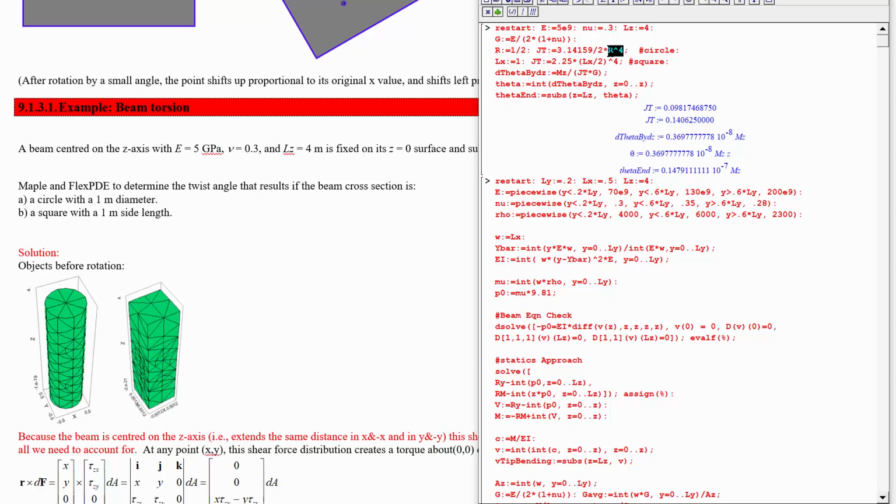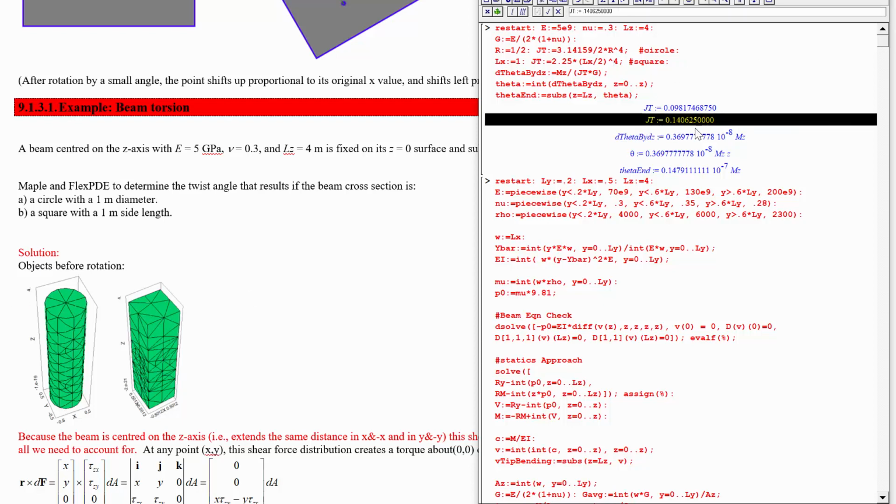You can see it goes like R to the power of 4. So the bigger the radius, the much more resistance to twisting we have. So it's not so surprising that the extra little bits of edge that exist around the edge of the square cross-section compared to the circle end up leading to a lot of twisting resistance.